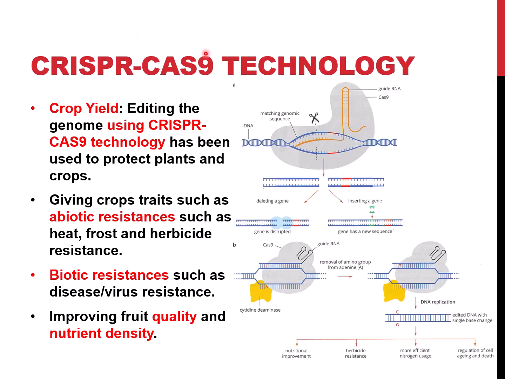Alrighty, we can also talk about CRISPR technology in this class. It's not really a factor, but it's interesting. What does CRISPR do? In plants, it can create an increase in crop yield, so larger, bigger fruits, more fruits, etc. It can give crops different traits like biotic resistances, so resistance to pests, etc., or abiotic resistances, resistance to heat or frost or whatever, herbicide. It improves nutrients and fruit quality too.